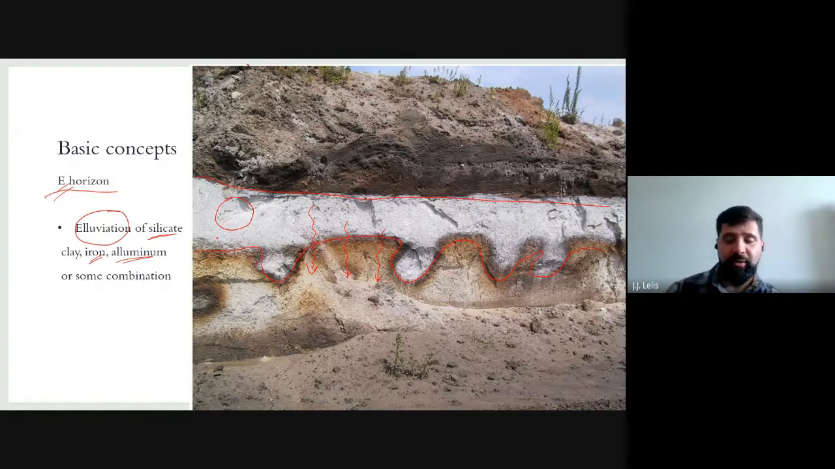So the E horizon is formed by eluviation, by the loss of clay. This clay could be organic or inorganic, it could be a loss of organic material and a loss of mineral materials. In this example, I have a huge A horizon here, and here I have an E horizon, okay?